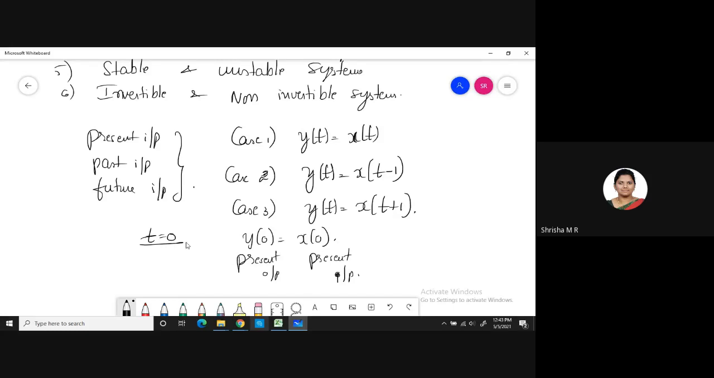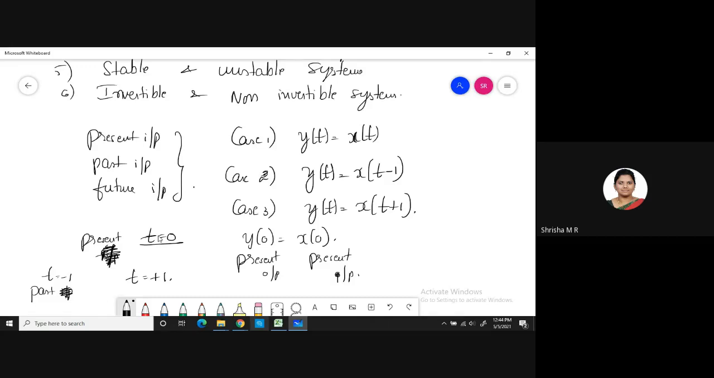When t is equal to 0, it's called present. I'll take this as reference. T equal to 0 is the present time. T equal to 0 is the present input. T equal to -1 is the past input or output. T equal to 0 is the present instant, T equal to -1 is the past instant, and T equal to +1 is the future instant.